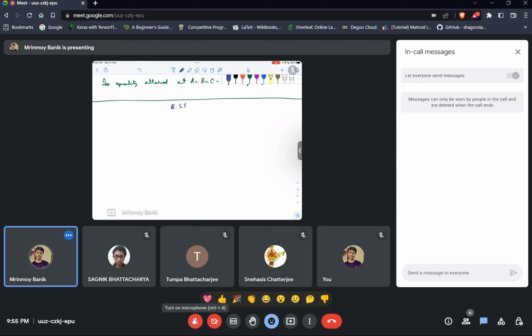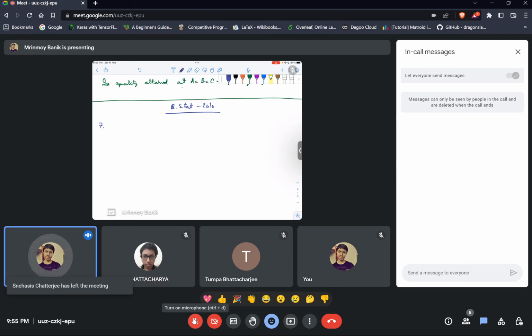So this is BStat 2010. This is a subjective paper, question number 7. We have a rectangular sheet of paper measuring 7 by 3 centimeters, and a corner of it is folded in a way such that the corner meets the opposite side along the length. So one of the corners is getting folded, something like this.